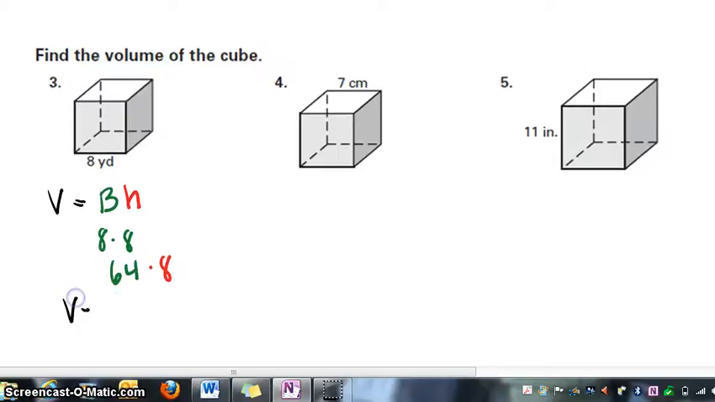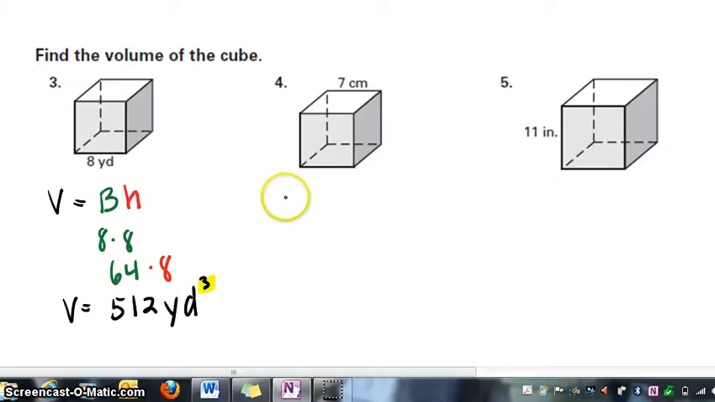And our volume then is 512 cubic yards. You're multiplying 3 dimensions: 8 yards times 8 yards times 8 yards. And that's why our unit of measure for volume is always cubed.